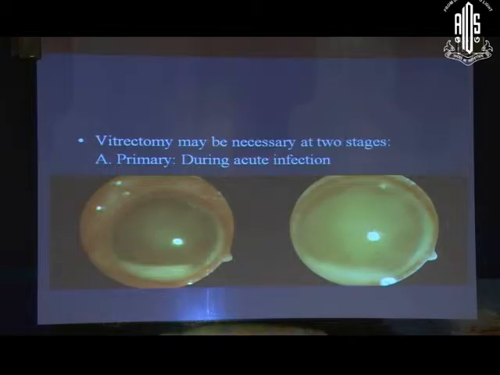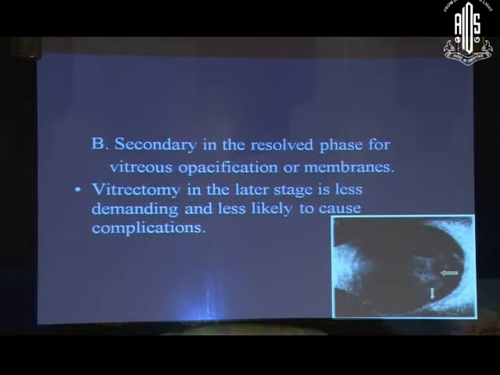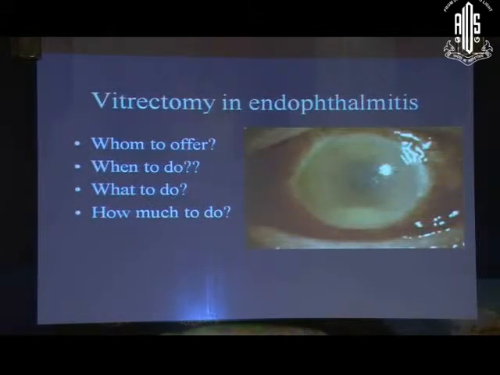Vitrectomy may be necessary in two circumstances. Either it's primary, that is, at the height of infection. These two pictures, if you see, were taken about 3 hours apart, and you can see the change that this cornea has undergone in those 3 hours. So primarily, when infection is actively spreading, that is one time when you require vitrectomy. And the secondary, in the resolving phase, when there are a lot of vitreous opacities and to remove these membranes for visual reasons, we may require it.